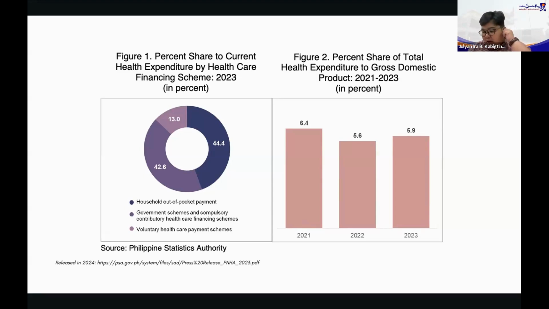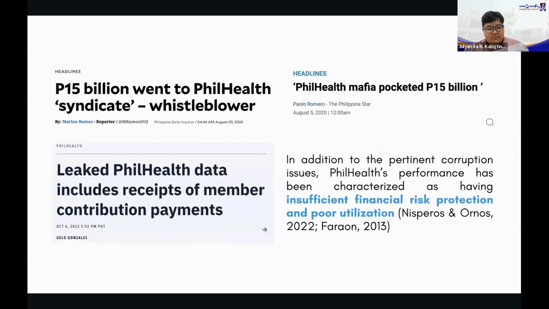And according to Figure 2, the table beside it showcases how health expenditure from the government has lessened since 2021, but recovered by 0.3 in 2023. Moreover, again, PhilHealth is the primary mechanism of RA 11223. However, it has faced a lot of controversies in recent years, from leaked data to alleged pocket billions. In addition to these controversies, scholarship also points to PhilHealth's inadequate performance, which makes it unable to fulfill its role as stated in RA 11223. So that's basically a brief background of universal healthcare in the Philippines.